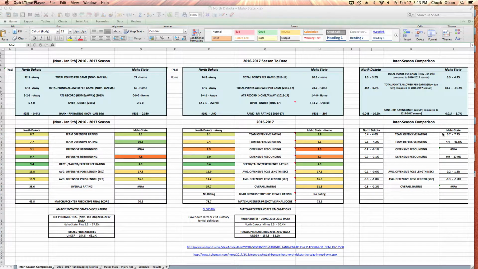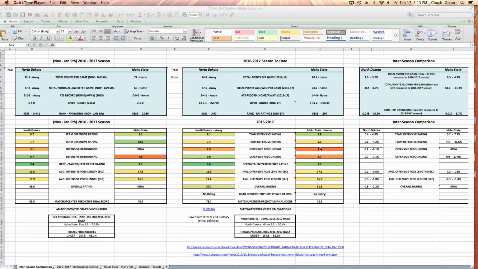We can do the same thing looking at these with interseason from our ratings and our proprietary information. We'll see that North Dakota is scoring 4% more, which is in line with what their actual numbers are. And Idaho State is scoring a little bit more based on the offensive rating. On the defensive end, they're also giving up a little bit more, and we have a 4.2% negative. North Dakota is giving up a little as well.